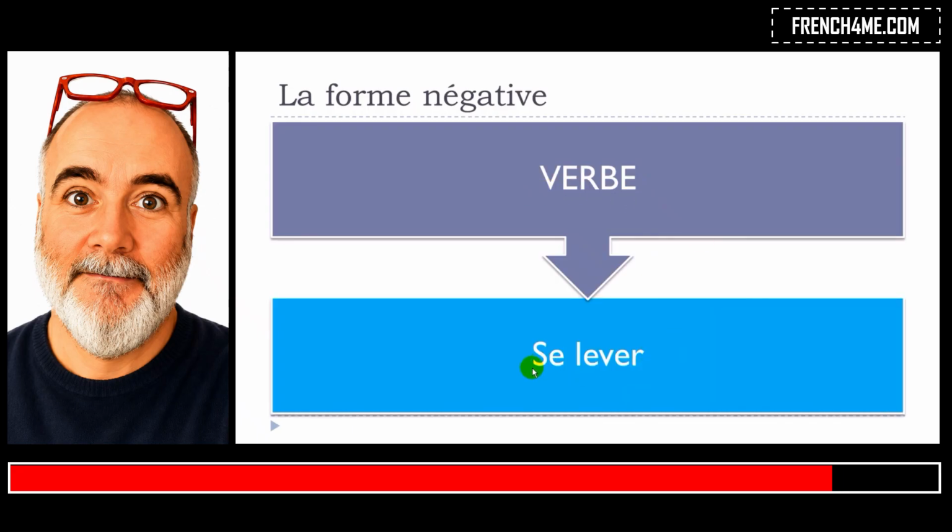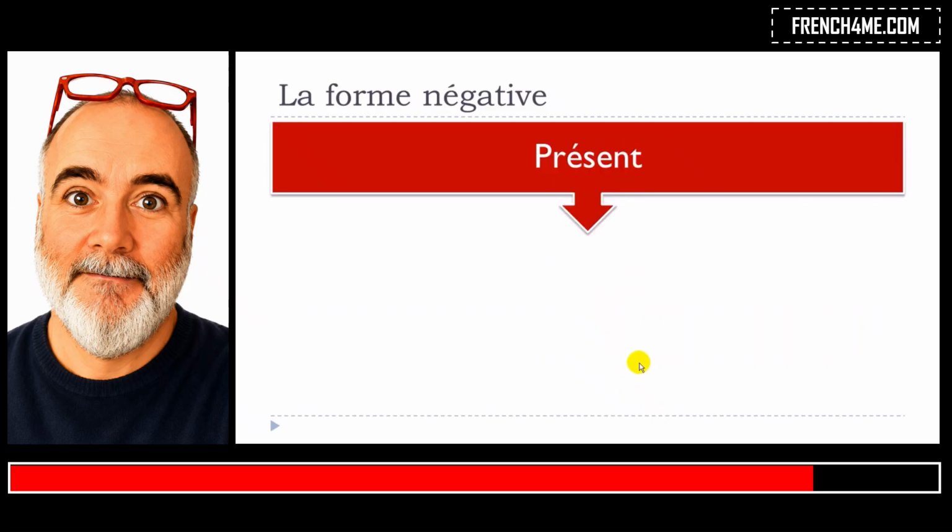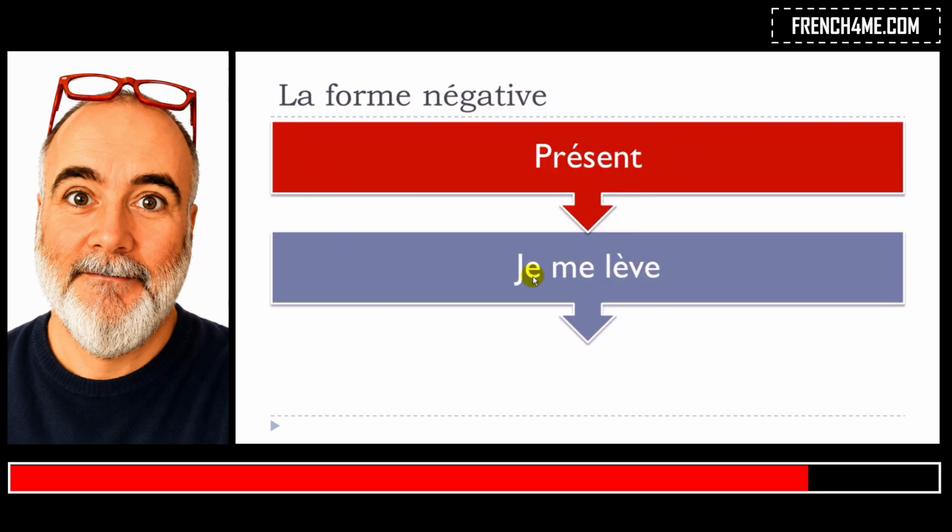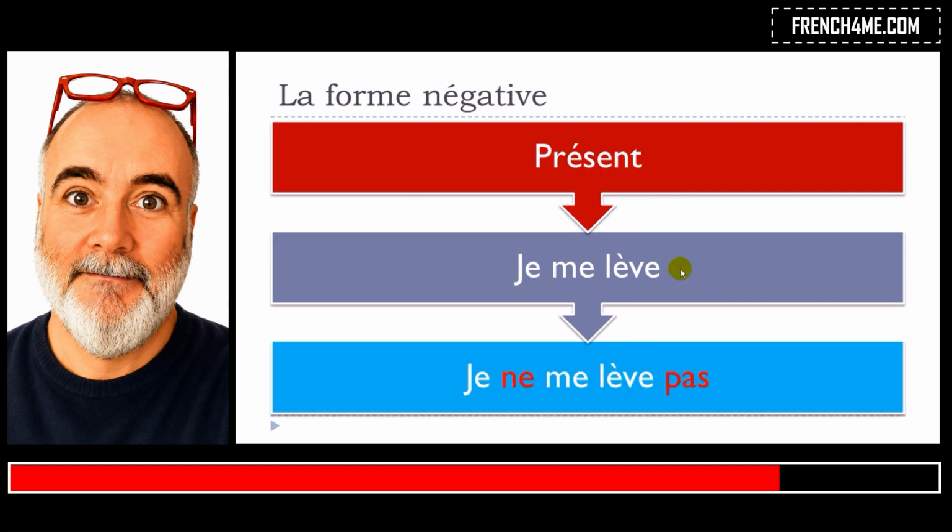We will take the verb se lever. Okay, so it's un verbe pronominal, se lever. Okay, and then at the present form, so je me lève. Se lever is to get up. Okay, je me lève. All right, and the question is, where do we need to put ne and pas?